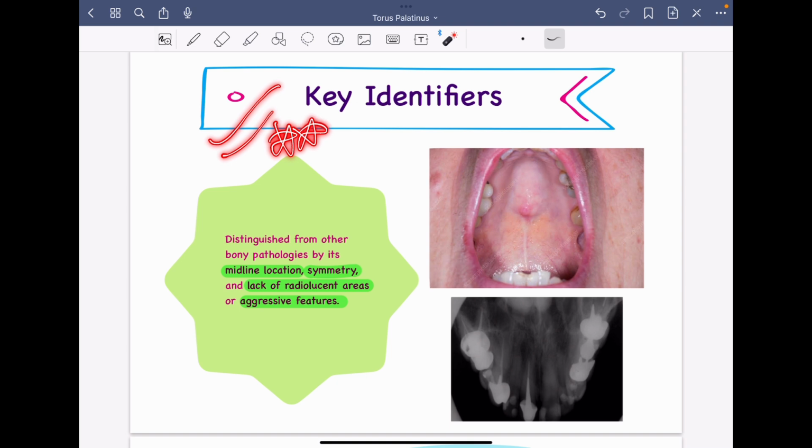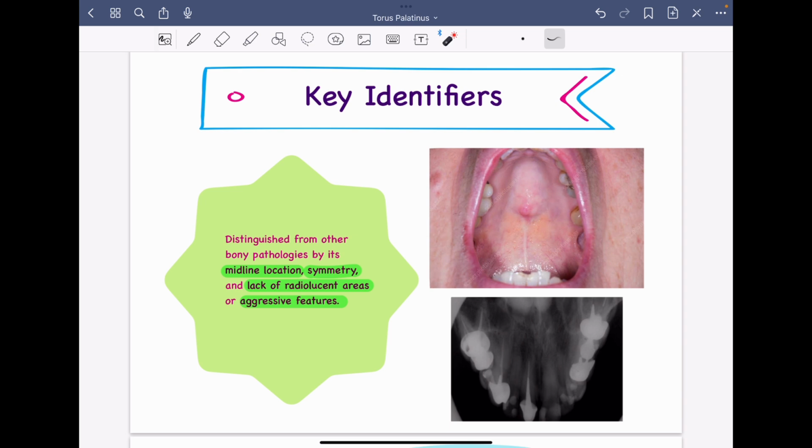I have written some key identifiers for Torus palatinus. It is distinguished from other bony pathology by its midline location. Then on the basis of symmetry, it is typically a symmetrical, benign growth on the palate along the midline. It is a symmetrical type of bony protuberance and it lacks radiolucent areas.